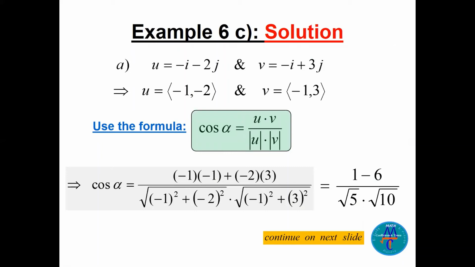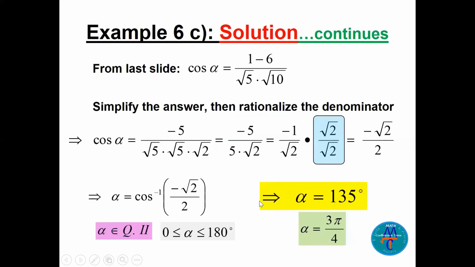Let's see part C where we have U and V. Now U is (-1, -2). V is (-1, 3). So as we have seen, cosine alpha is U dot V divided by magnitude of U times magnitude of V. Just put the numbers there: -1 times -1, and then plus -2 times 3, which is 1 minus 6. And the magnitude of U will be square root of 5. Easily you can find that. Magnitude of V will be square root of 10. This is 9 plus 1. So let's continue on the next slide and see -5 divided by square root of 5.